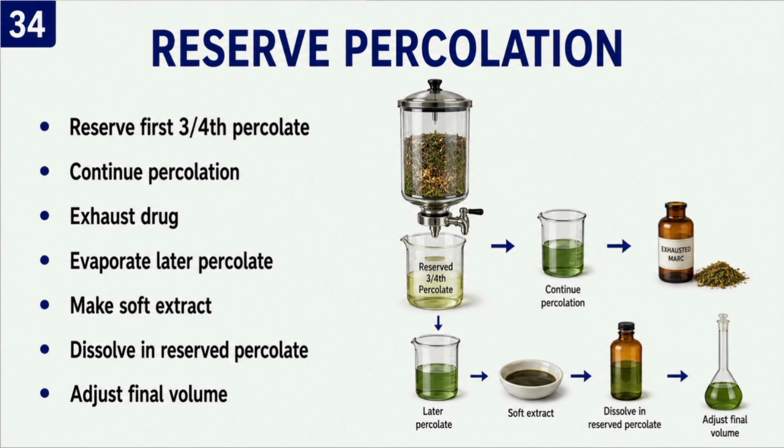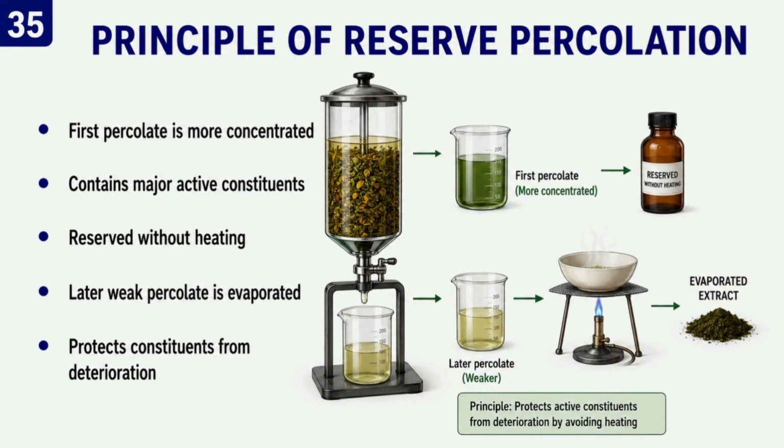Reserve percolation. In reserve percolation, the first portion of the percolate is reserved. For example, the first 3/4 may be separated. Percolation is continued and the remaining drug is exhausted. The weaker later percolate is evaporated to prepare a soft extract. This is dissolved in the reserved percolate. Finally the volume is adjusted. Why reserve the first portion? Because the first percolate is usually rich in the active constituents. That's why we reserve some percolate here. Principles of the reserve percolation.